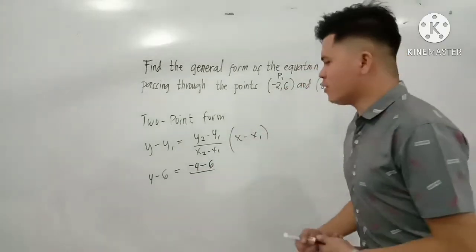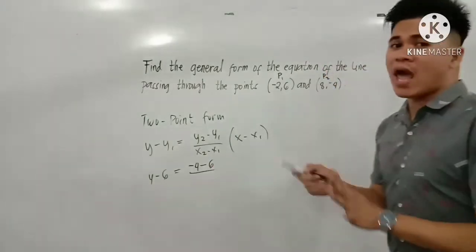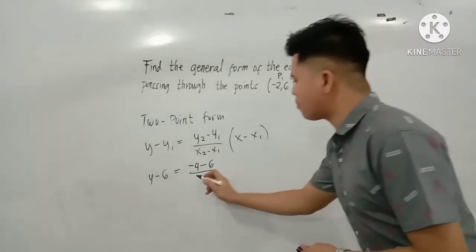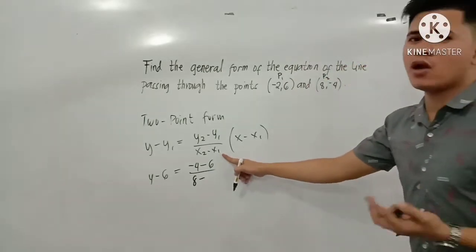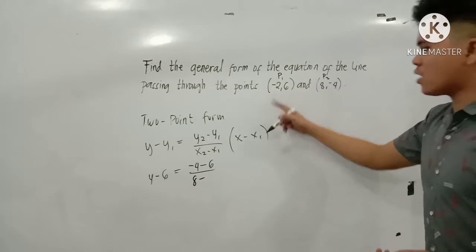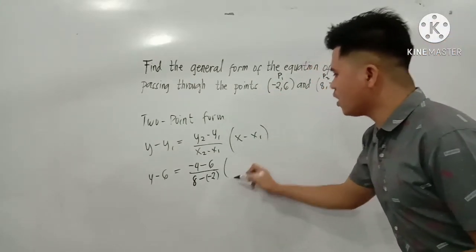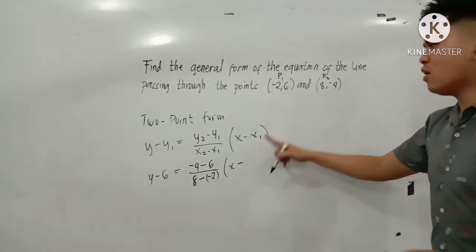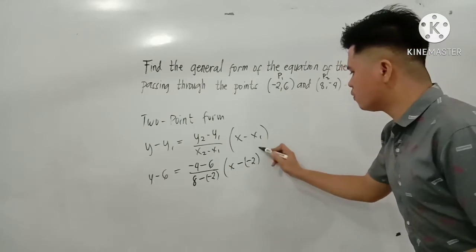All over x sub 2. Our x sub 2 is referring to the point 2 x coordinate. So this is our point 2, the x coordinate is simply positive 8. Then minus our x sub 1, referring to point 1 x coordinate. So this is our point 1, the x coordinate is negative 2. Then times x minus our x sub 1 again, the first point x coordinate, negative 2.